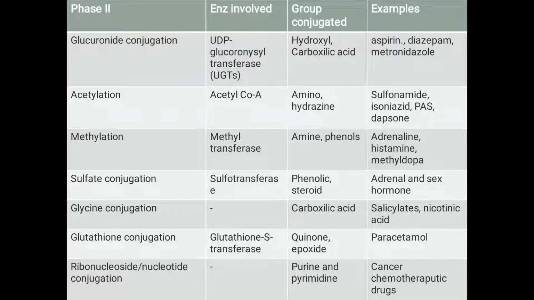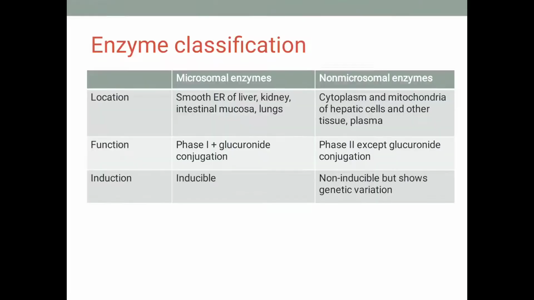So these are the phase 2 reactions, and there are different enzymes for them, with example drugs metabolized by these reactions like glucuronide conjugation, acetylation, methylation, sulfate conjugation, glycine conjugation, glutathione conjugation, and ribonucleoside nucleotide conjugation. So these are mainly the phase 1 and phase 2 reactions which are responsible for the metabolism of different types of drugs. Okay, now enzymes.